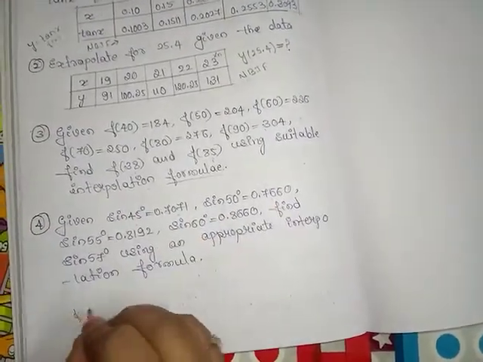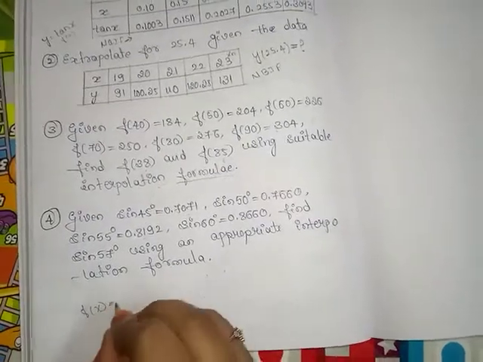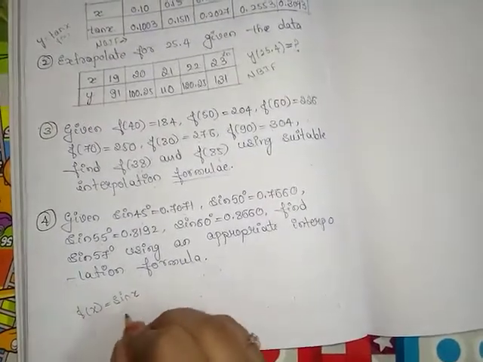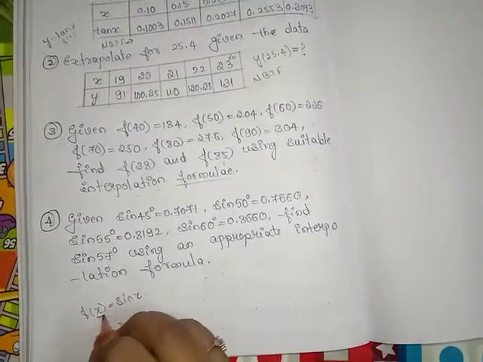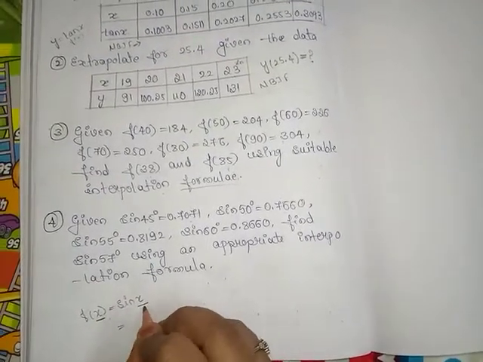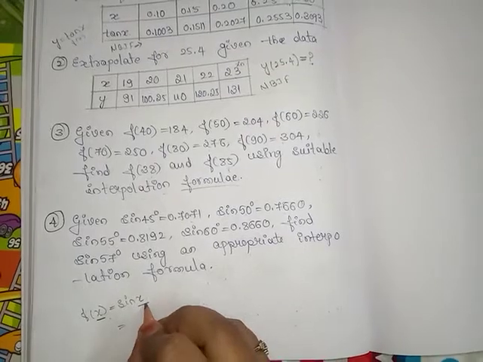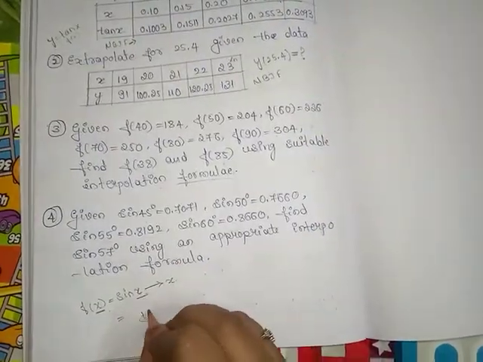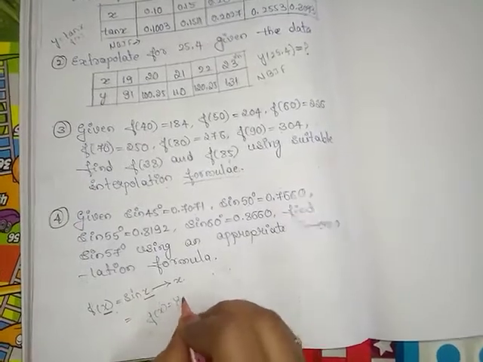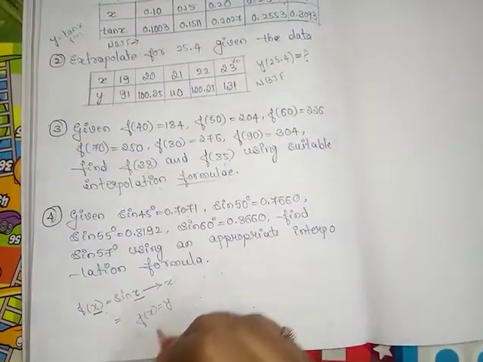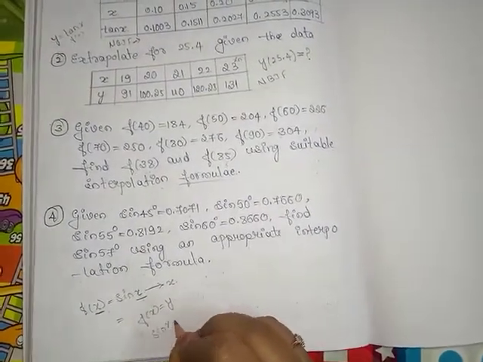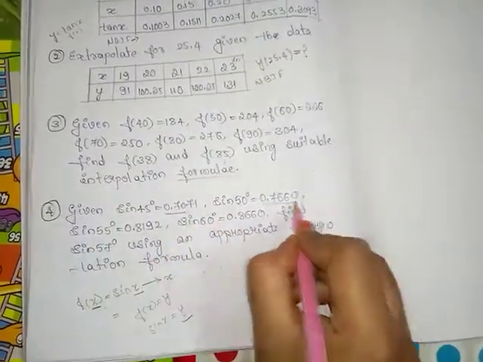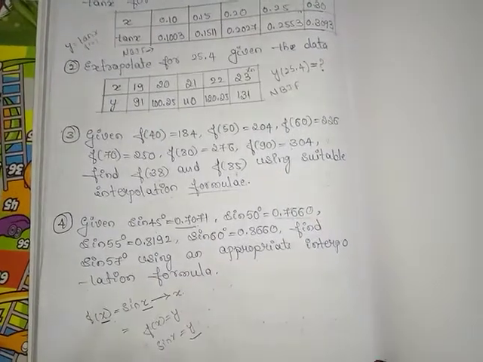Here our f of x is equal to what? Sin x, means these x values correspond to the sin x values, and we know that f of x is equal to y, therefore sin x is equal to y. These values indicate the values of y.